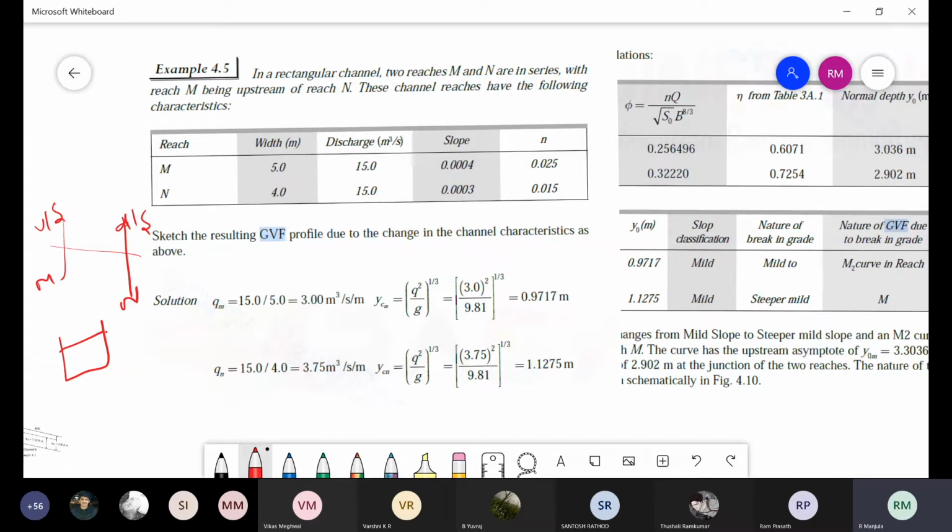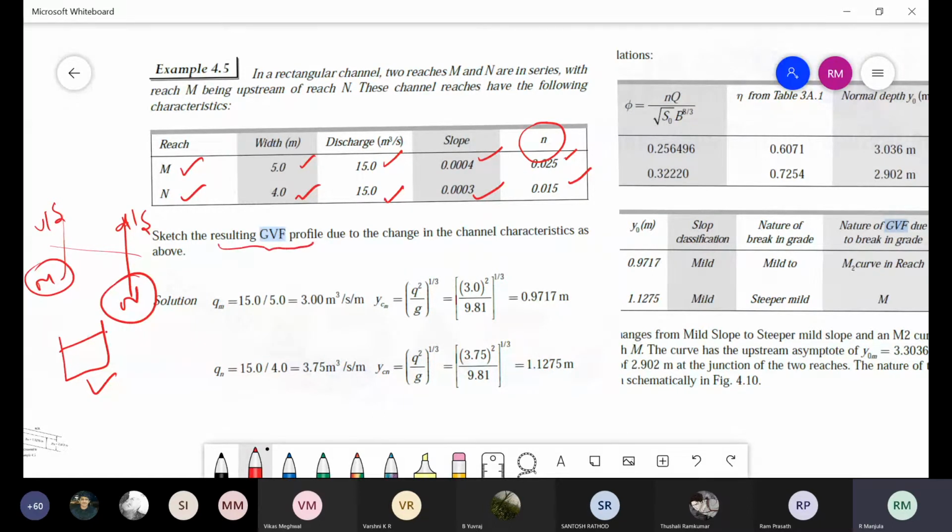The channel reaches have the following characteristics. What is the width of the channel at M? What is the width of the channel at N? What is the discharge capacity? What is the bed slope? And what is the value of Manning's n? All the data are given for the channel reaches M and N.